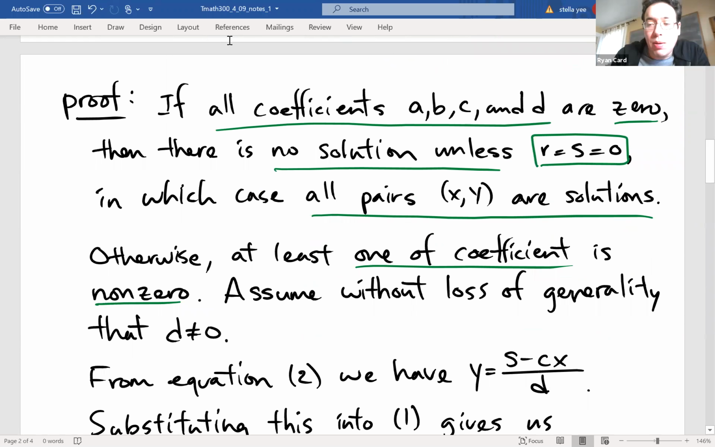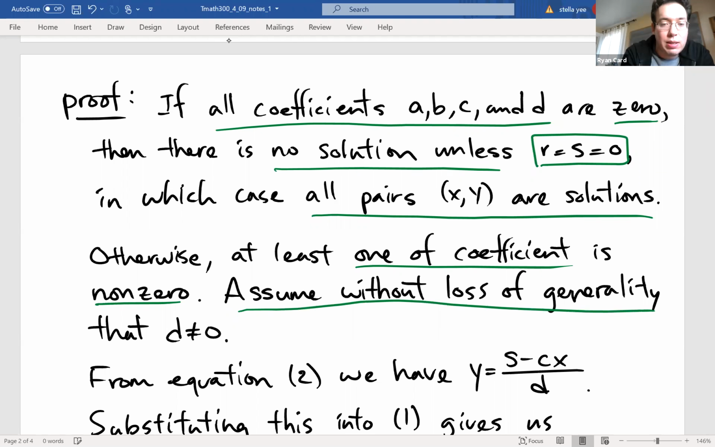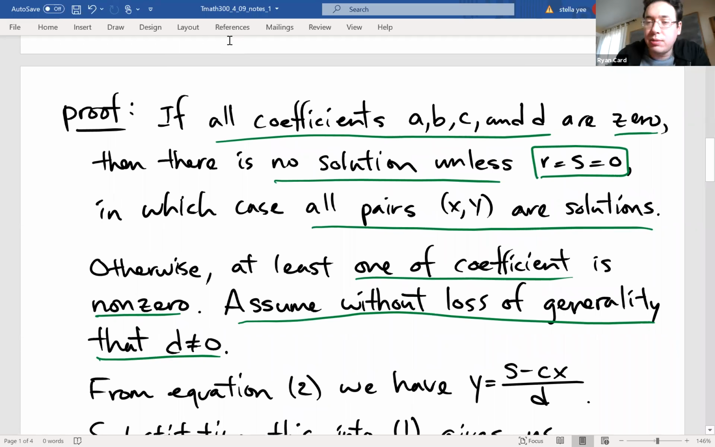And assume without loss of generality that D is not equal to 0. This is a very handy phrase to use. So we have a situation where the opposite of everything equal to 0 is at least one of them is non-zero.